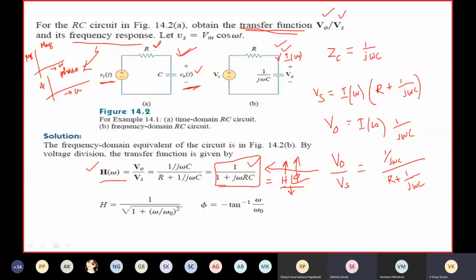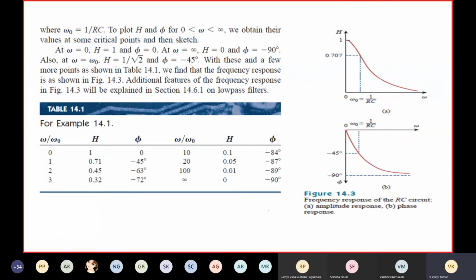So let us find the magnitude. H is equal to what? Or mod of H of omega. Mod of H of omega is equal to 1 by under root of 1 plus omega by omega naught whole square. The phase angle phi is equal to minus tan inverse of omega by omega naught. Here it is given omega naught is equal to 1 by RC. Here we have taken omega naught is equal to 1 by RC.